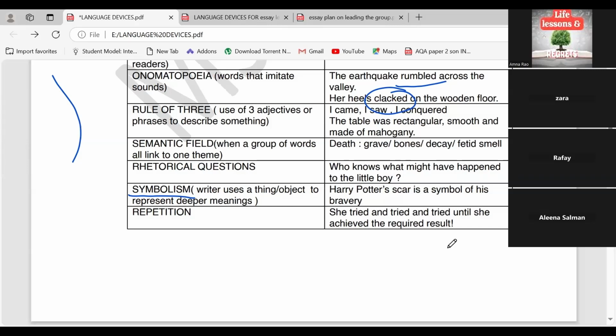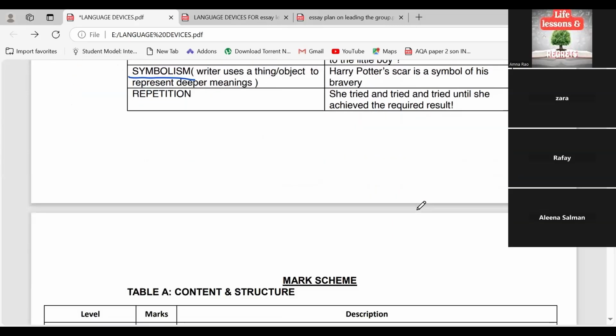She struggled a lot, right? She tried a lot. She put in lots of effort. That is why we are using this word tried. We are repeating it, right? So these are some of the language devices which I want you people to use in your writing.